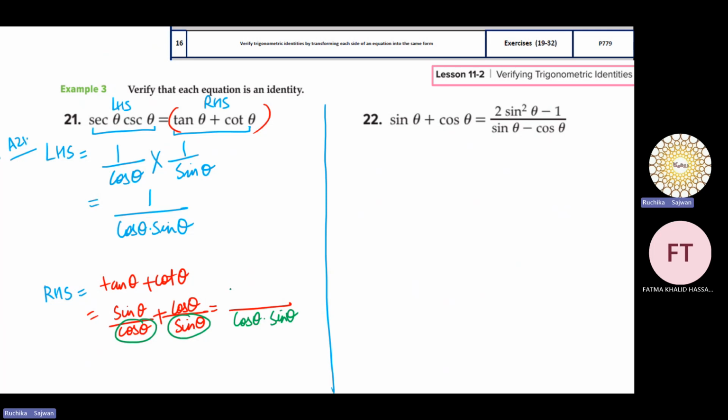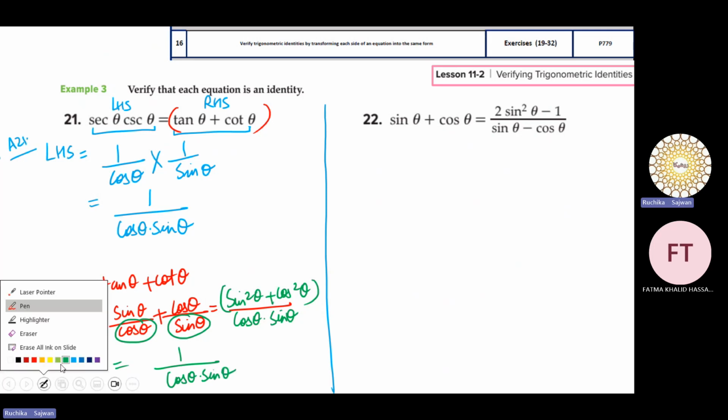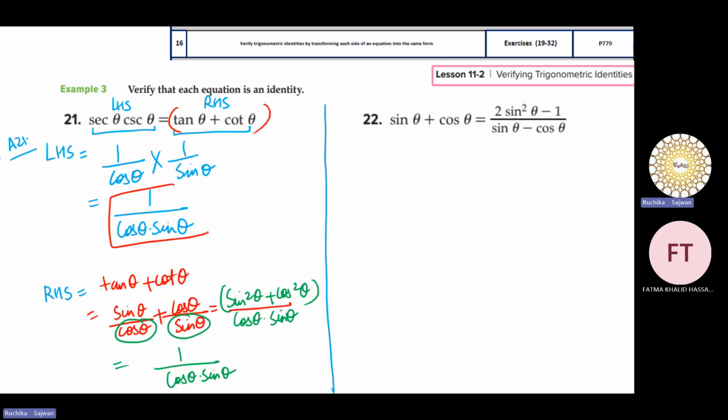When denominators are different, the product is the LCM. Don't forget. So numerator becomes sine square theta plus cos square theta. Now this is Pythagorean. Sine square theta plus cos square theta is 1. So 1 over cos theta sine theta. Now, do you see something similar? Yes, the left-hand side and the right-hand side both have come out to be equal. So if both are equal, we have verified the identity. So this is how you will show all the steps when you solve the FRQ paper-based exam. And you show very clearly how you reached the correct answer.